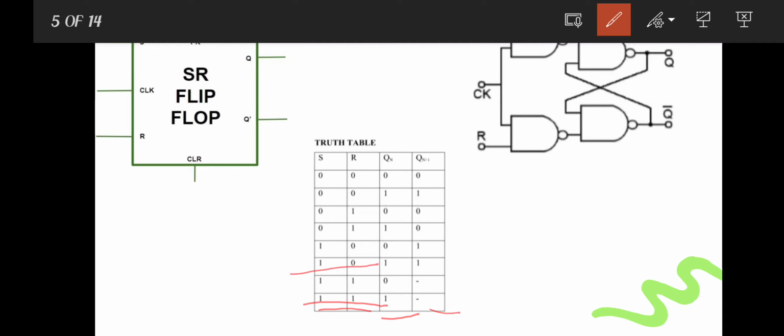Now let us see the characteristic equation of this SR flip-flop. This characteristic equation shows the next state of the flip-flop in terms of the present state of the flip-flop and the current input. That means it is the expression of Qn plus 1.